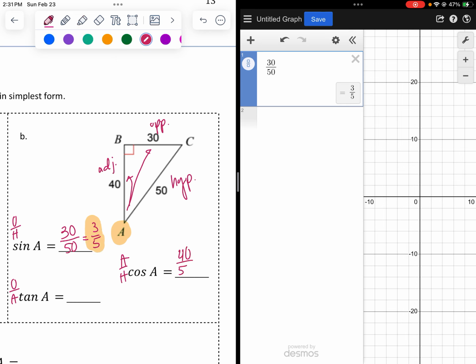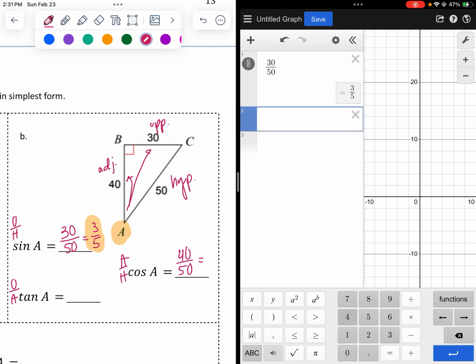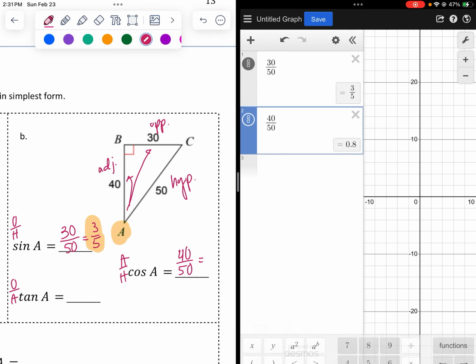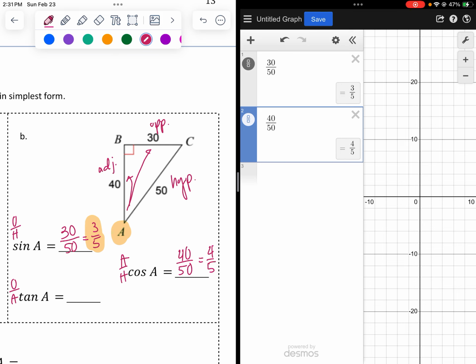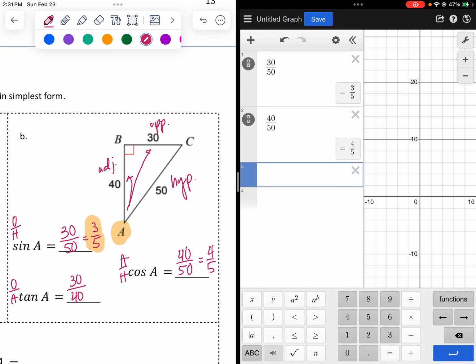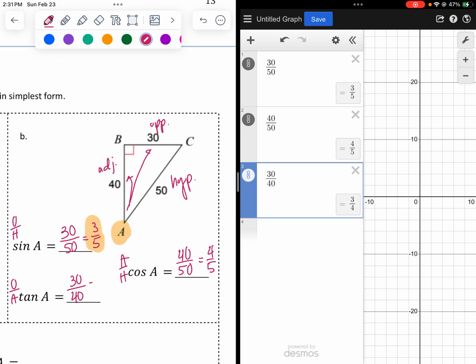My hypotenuse is 50. If I do 40 divided by 50, make it into a fraction, I have 4/5. Okay, then I have tangent, which is the opposite side, which is 30, all over my adjacent side, which is 40. Same exact thing, I'm doing 30 divided by 40, checking to see if it reduces. It reduces to 3/4. Hooray.